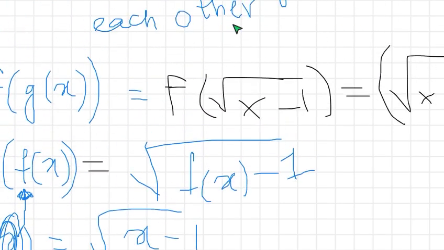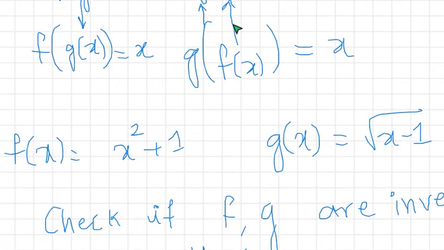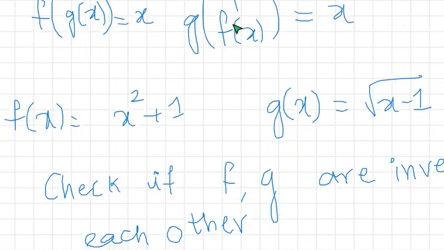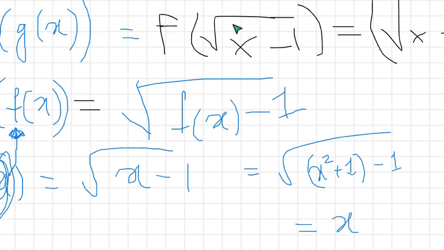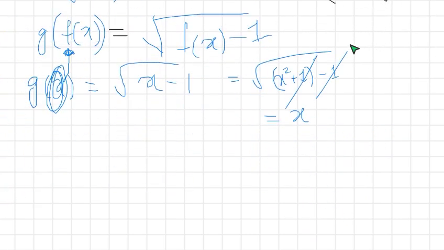And f of x was what? F of x was x squared plus 1. So try it. Okay, x square plus 1 was f of x. There was minus 1 also. Can you see directly x? Root of x squared, yes, you can do that. So the final value is x. So that is why they are inverses of each other. Okay.